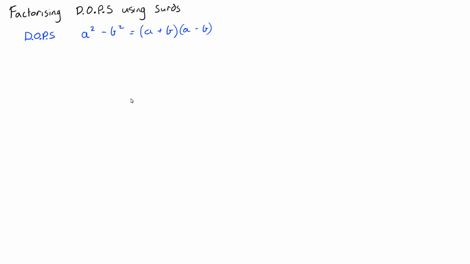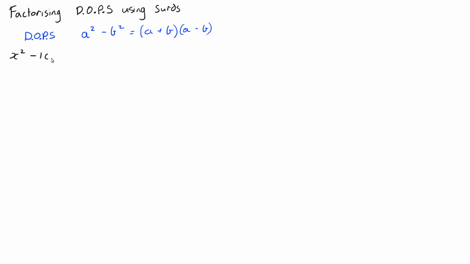In this video we're going to have a look at factorising difference of perfect squares using surds. In the last video we had a look at the difference of perfect square formula, and I've just rewritten it here so we can remember what it is. A squared minus b squared is equal to a plus b, a minus b. So this is our formula that we're going to use to apply to these questions.